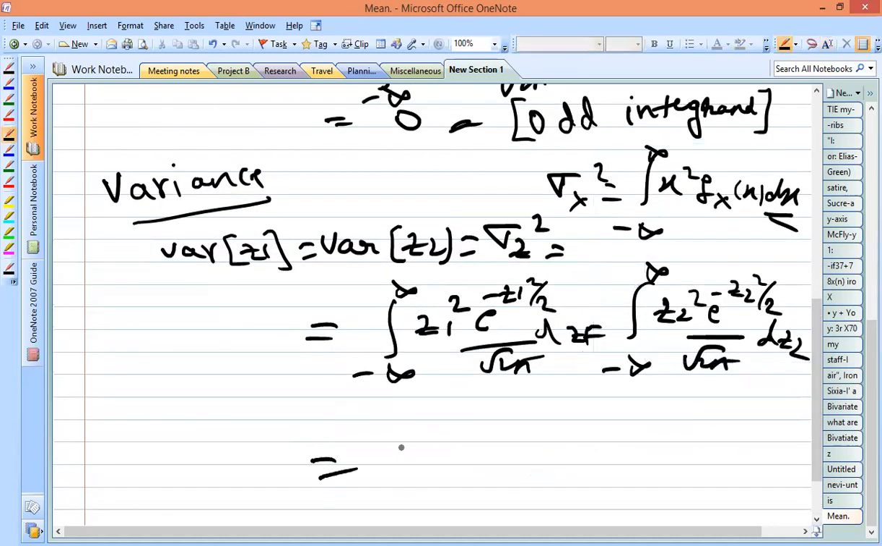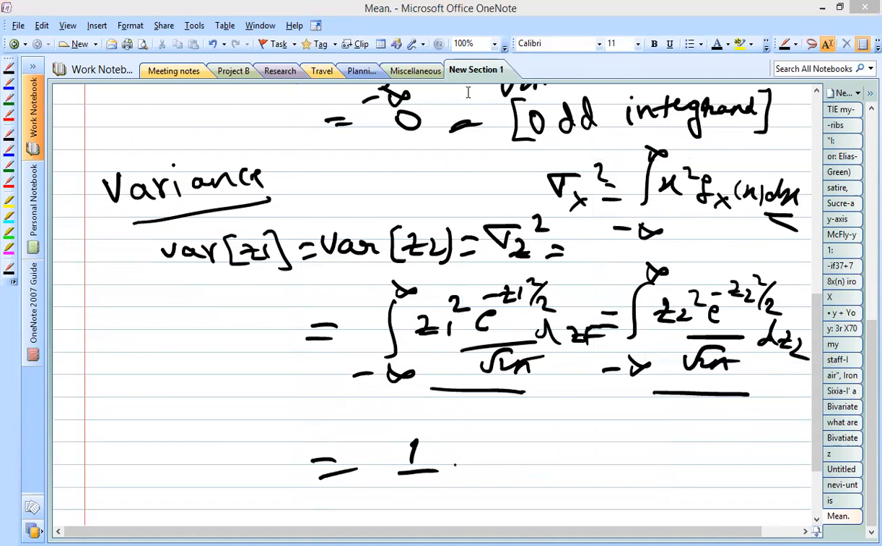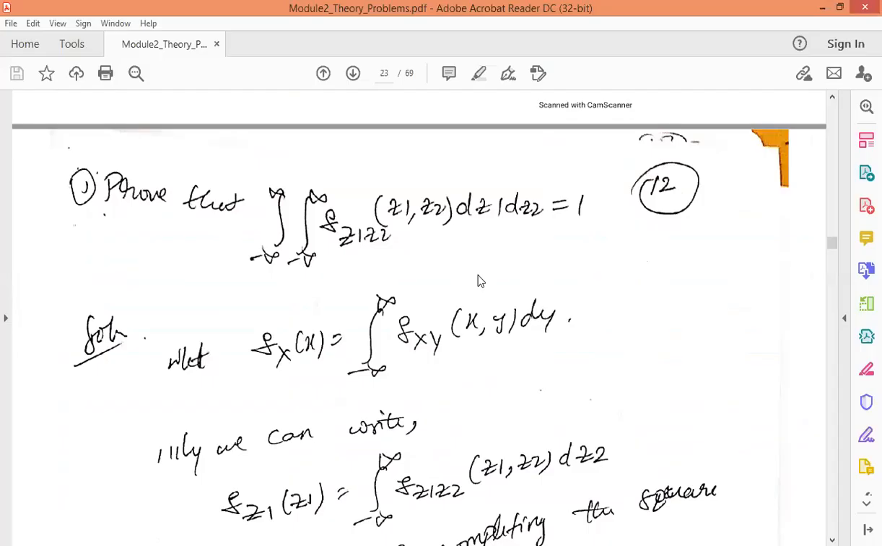Since z1 square and z2 square are even integrands, such integration will always result in the value 1. So here the mean is 0 and the variance is 1. That you need to remember. This is for the Gaussian bivariate random variables. And next we'll go for deriving the equation for the correlation between the Gaussian random variables. I'll just go with the derivation that is being done here.